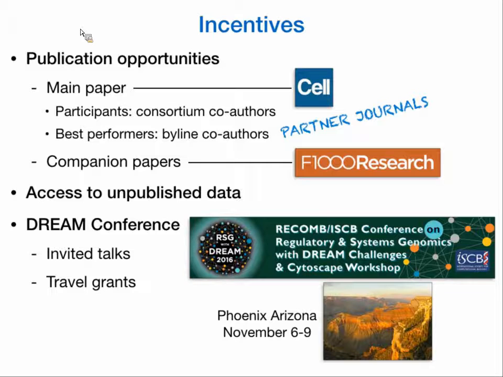And we always have a partner journal, which this year for this challenge is Cell. Of course, that doesn't mean the paper is accepted; it has to undergo the standard peer review process, but at least they show interest. And this, of course, helps to drive participation. Also, they can write companion papers and submit anywhere they want to, but we have a partnership with F1000 Research, which is a great new model for publication.